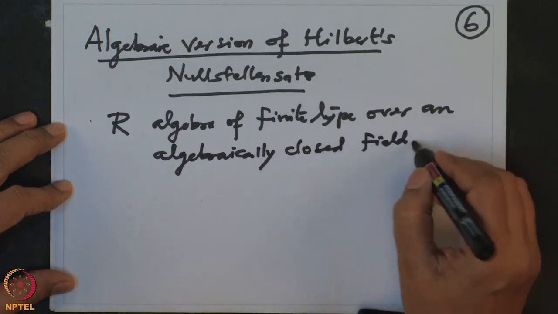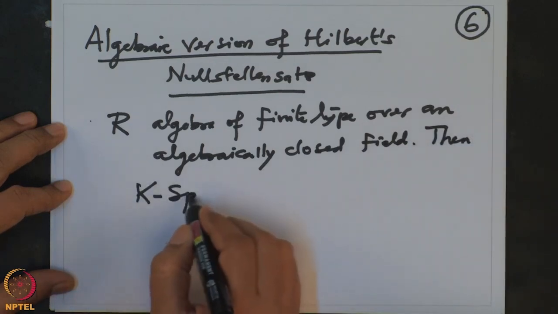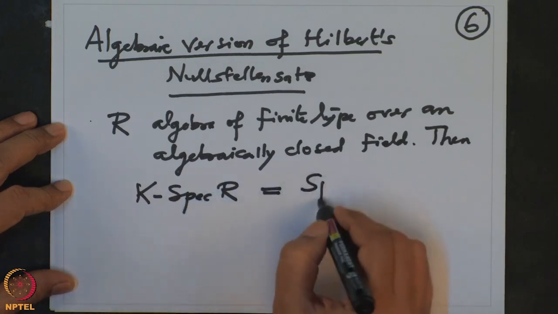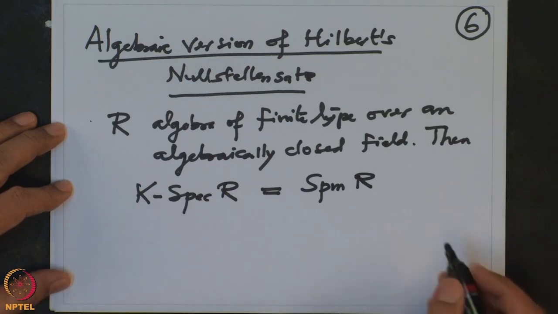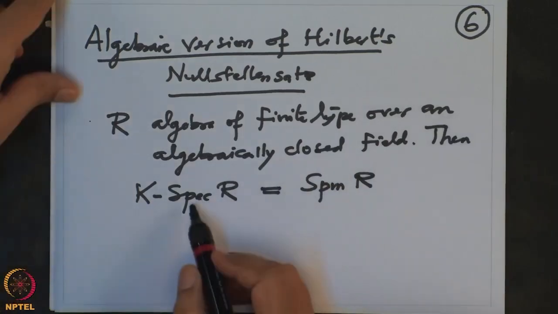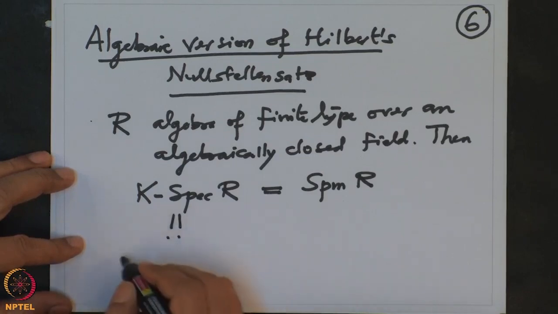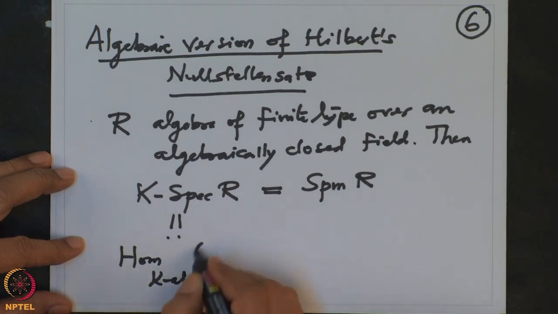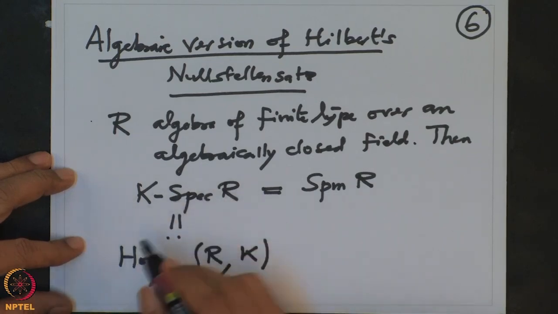then the k-spectrum of R is precisely all maximal ideals. Let me just recall that when I say what is the k-spectrum for a finite type algebra, that means this is by definition Hom of k-algebras from R to k. This is by definition what our k-spectrum is.